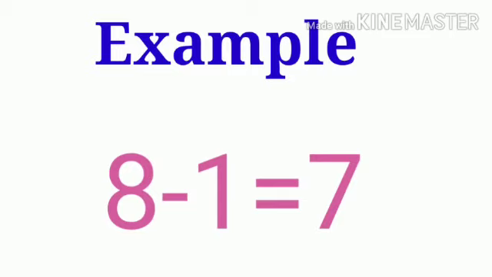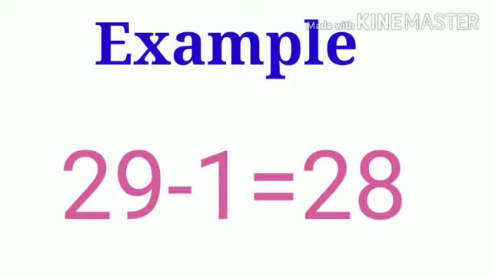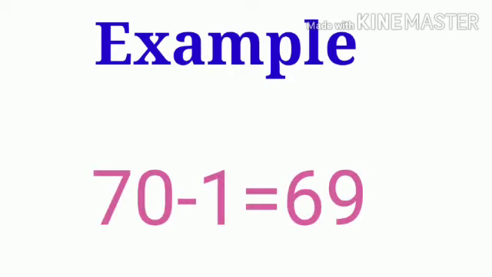Now take one more example. If we subtract 1 from 29, we will get 28. And the predecessor of 29 is 28. If we subtract 1 from 70, we will get 69. And the predecessor of 70 is 69. So, we understand that we get predecessor if we subtract 1 from a number.